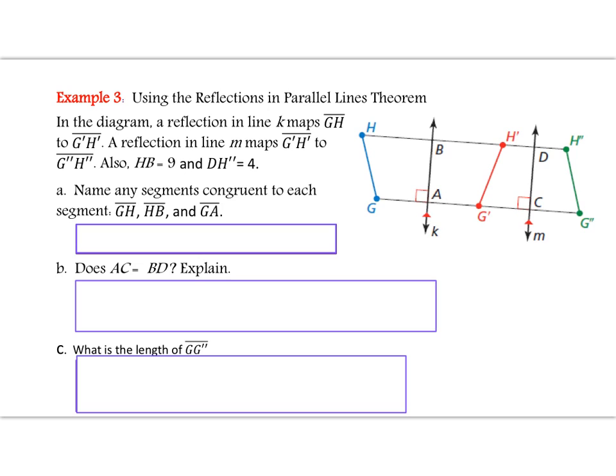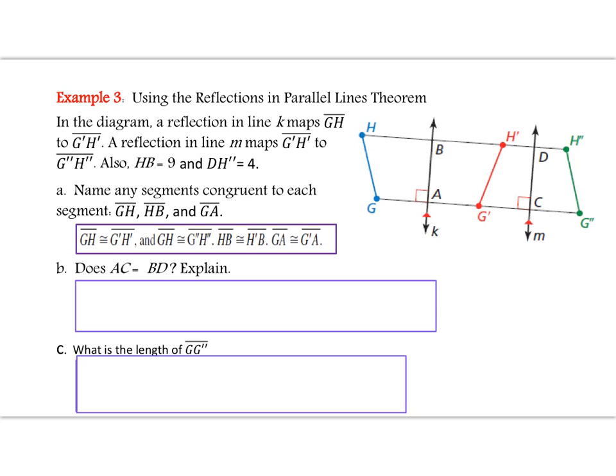All right, let's consider our next example using the reflections in parallel lines theorem. In the diagram, a reflection in line K maps segment GH to segment G prime H prime. A reflection in line M maps segment G prime H prime to segment G double prime H double prime. Also, the length from H to B is equal to 9, and the length from D to H double prime is equal to 4. So name any segments congruent to each of the segments, segment GH, HB, and GA.